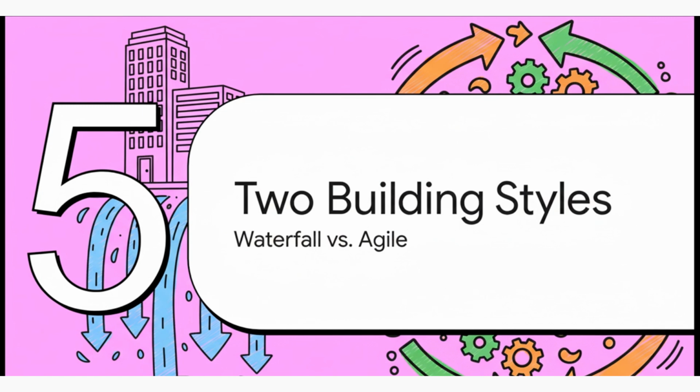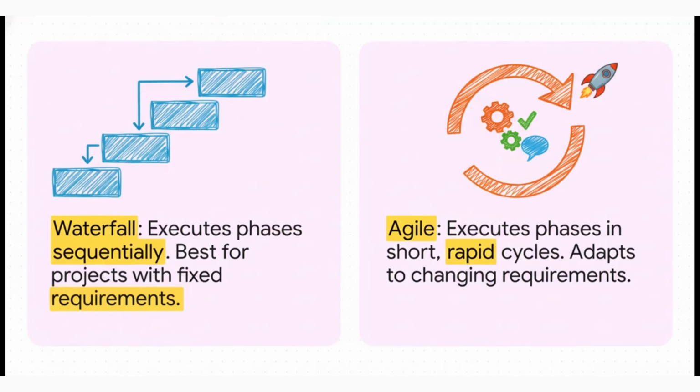Okay, so now that we understand all the phases, the what, let's spend a minute on the how. It turns out there are different process models, or building styles, if you will, for actually getting all this done. The two most famous styles are waterfall and agile. Now, waterfall is very linear. You finish one phase completely before you even think about starting the next. It's like building a house, floor by floor, from a fixed, unchangeable blueprint. It's perfect if you know exactly what you need from day one.